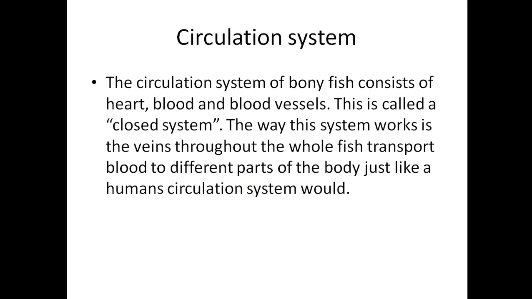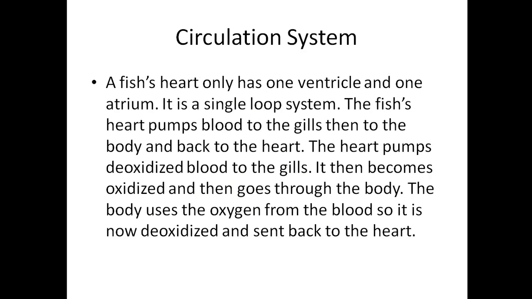Actually, the veins throughout the whole fish transport the blood to different parts of the body, just like the human circulatory system. But it has only two chambers in the heart, one atrium and one ventricle. Only two chambers in the heart, but the veins spread throughout the body and reach each and every part of the body, supplying the blood. It has only one ventricle and one atrium. So that's why it's a single loop system.